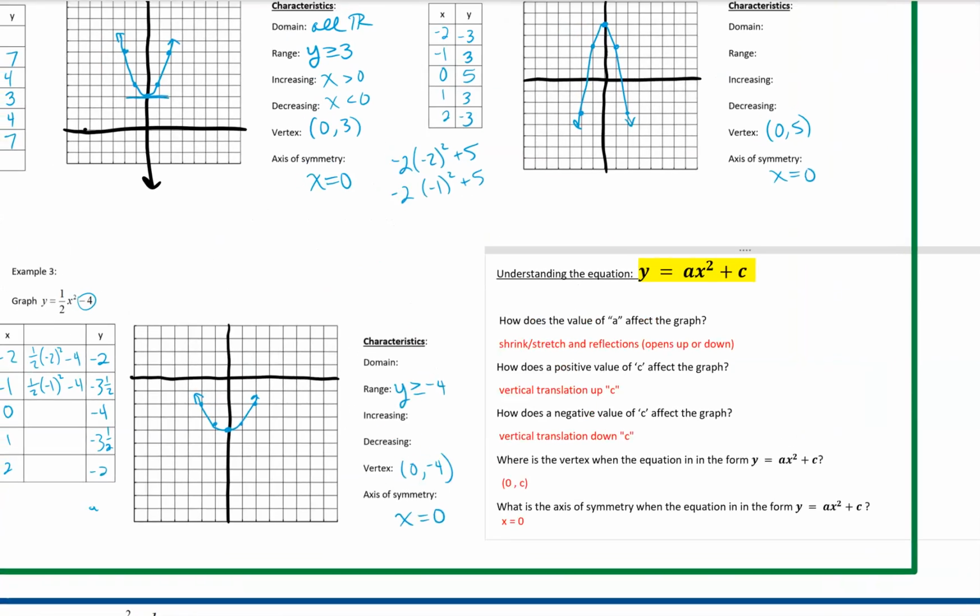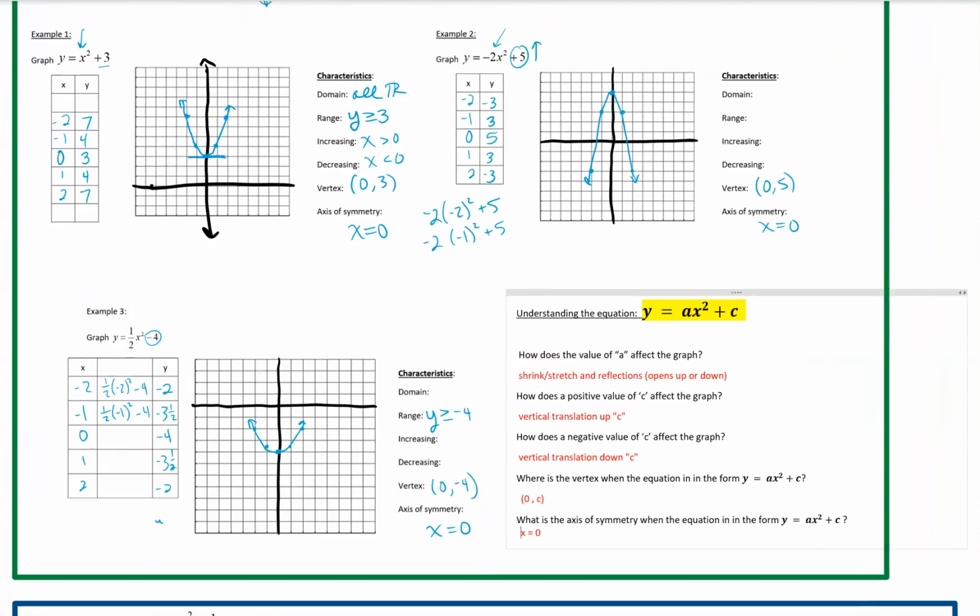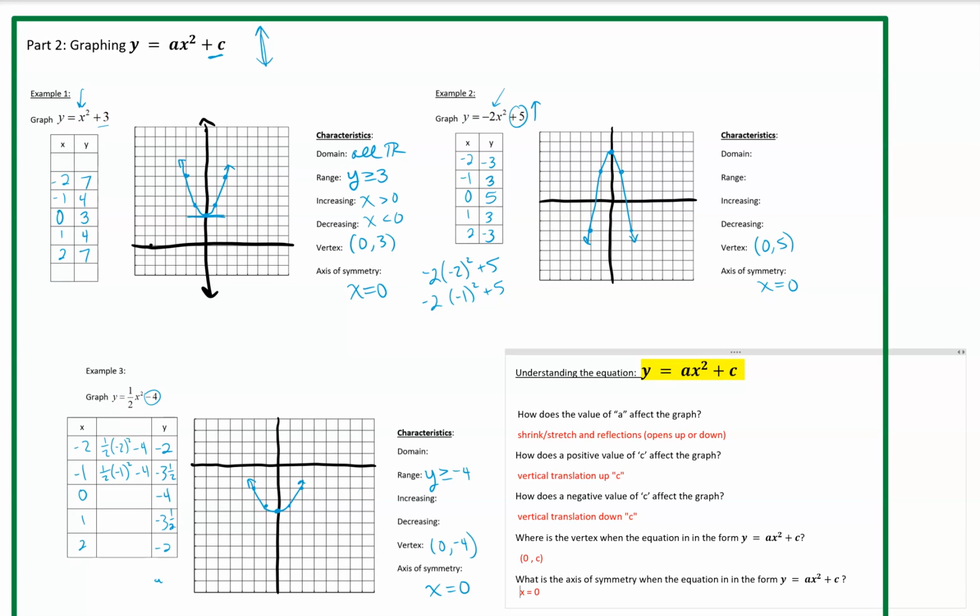So in this video we talked about how to graph y equals ax squared plus c. We said the c tells us how far we've moved up or down but we haven't moved to the left or to the right, so our vertex is still going to be somewhere on the y-axis.